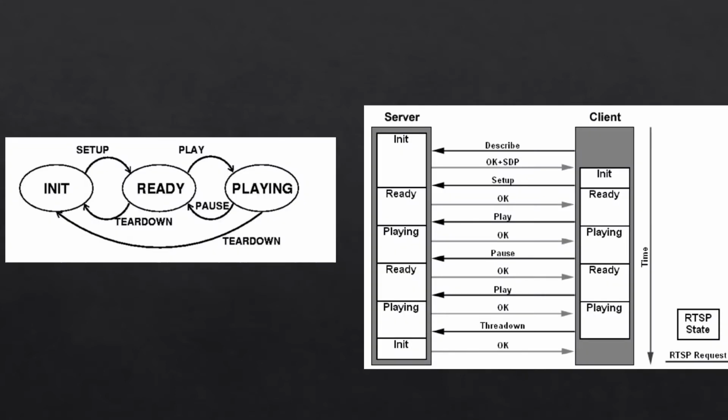This is the diagram of how the RTSP protocol works. The initial state of the server is init. When the client sends the request of setup, the state of the server changes to ready. When the client sends the request of play, the state changes to playing. When the client sends the request of pause, the state changes again to ready. This process continues until the client sends the request of teardown, and then the server is set back to the init state.